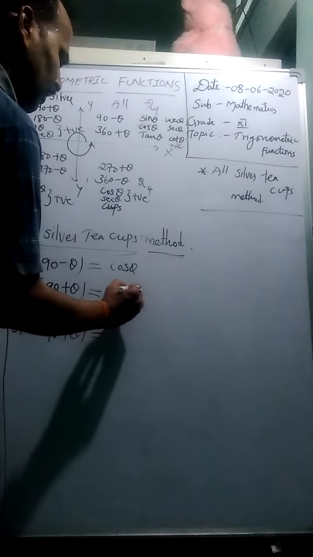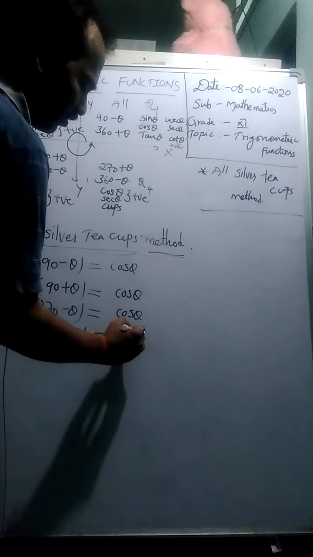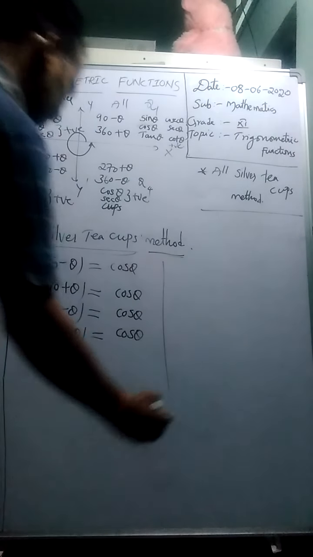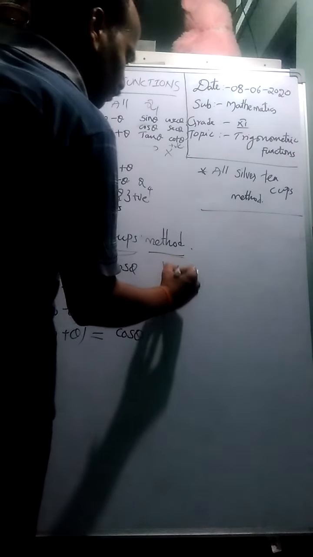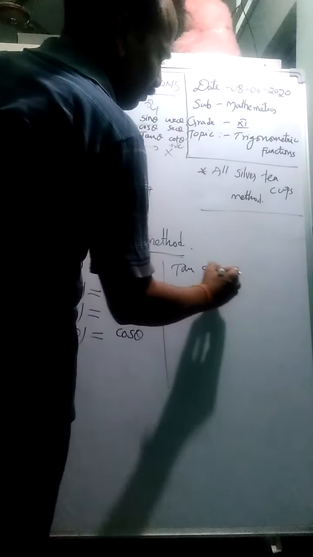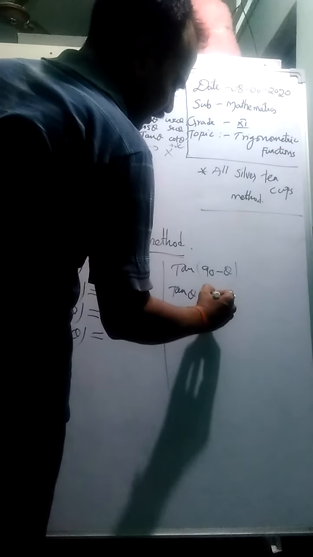So every time we can write cos. Sine becomes cos. Cos becomes sine. Tan becomes cot. Cot becomes tan. When odd multiples are there, secant becomes cosecant.